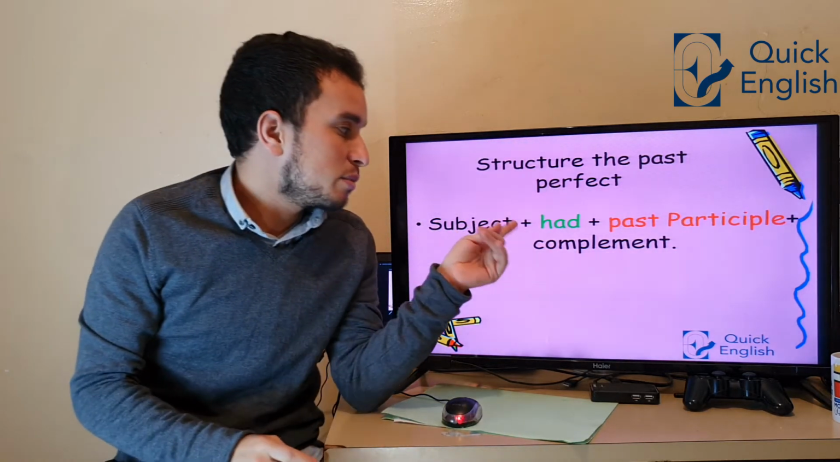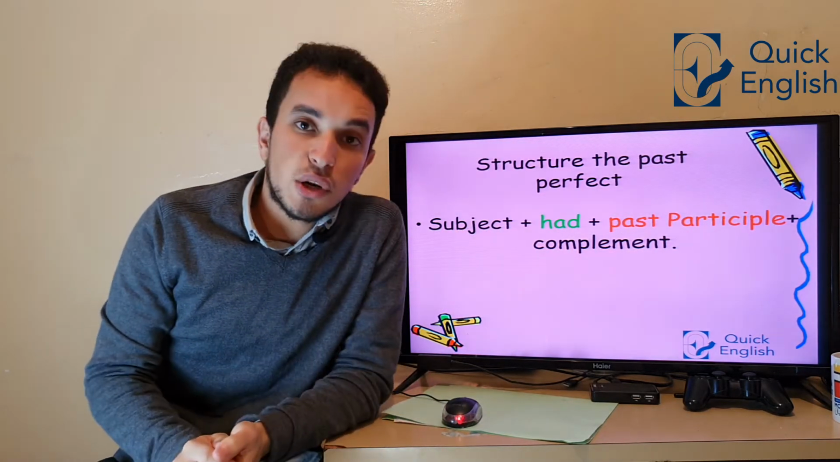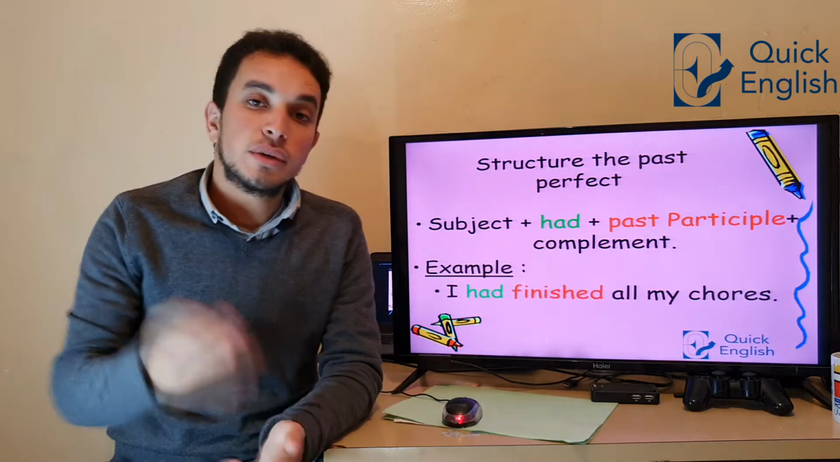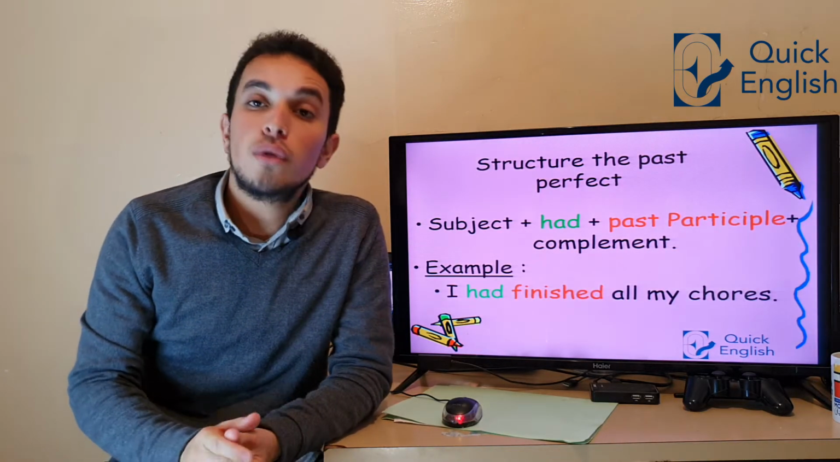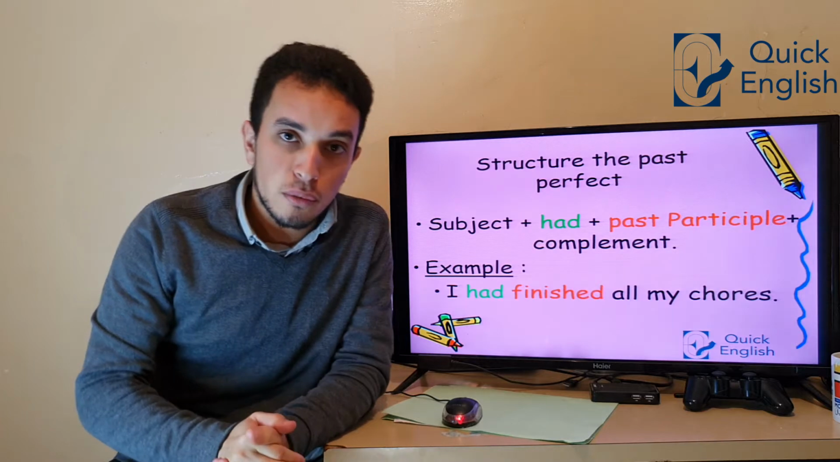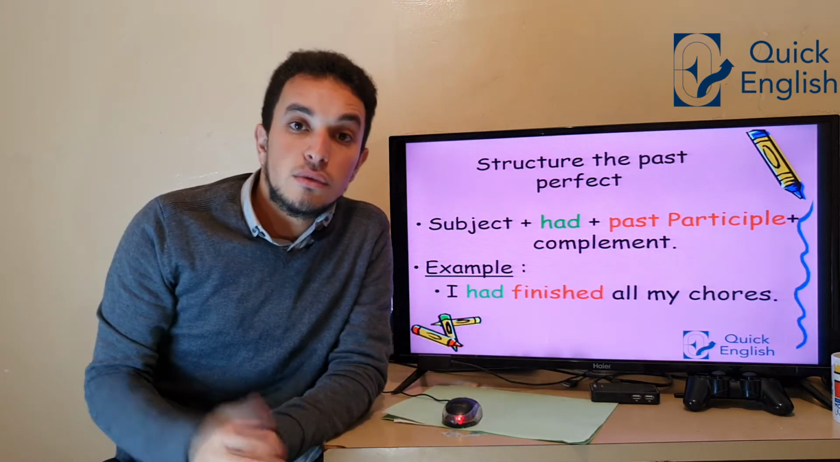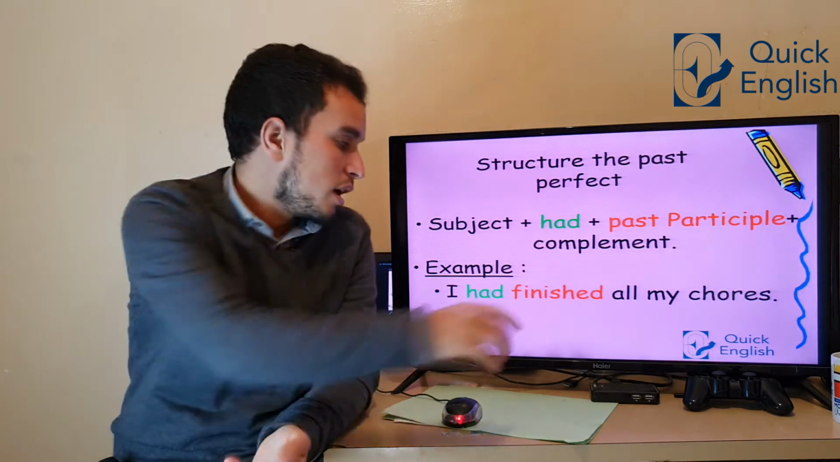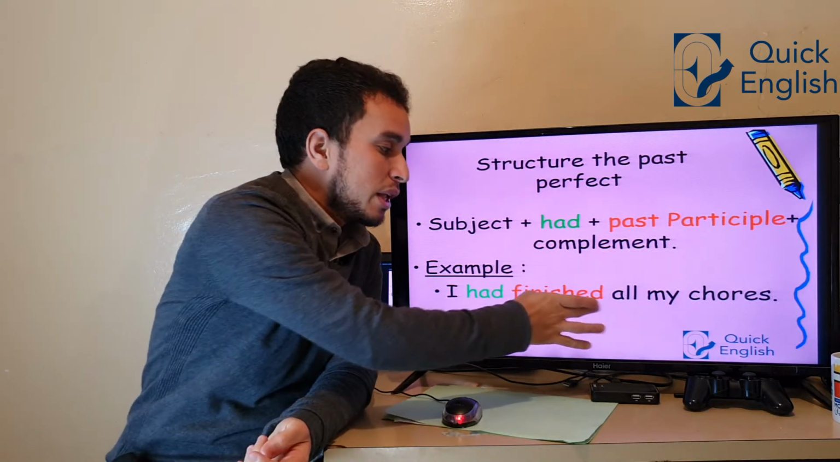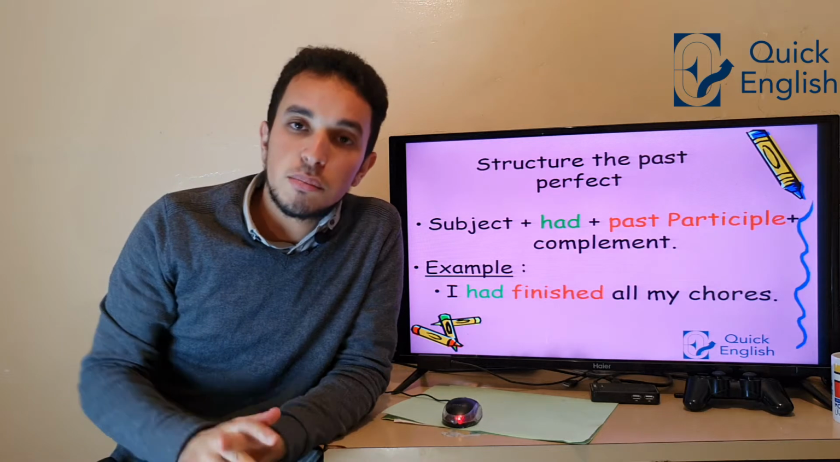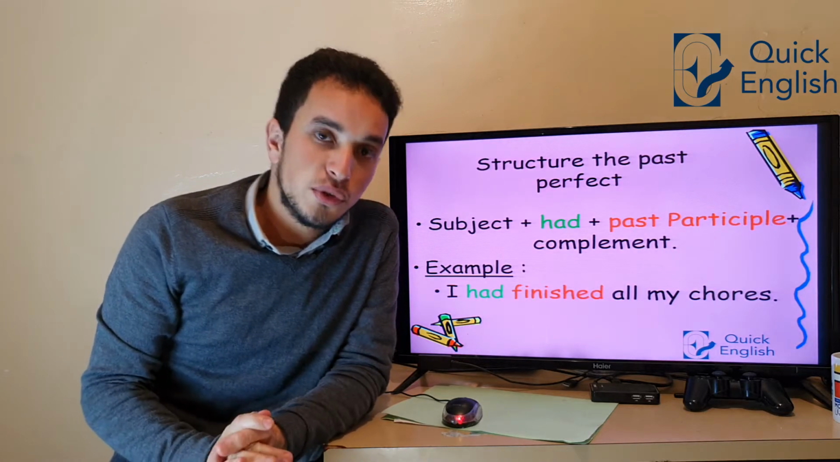We have a subject plus had plus past participle plus a complement. For example, I had finished all my chores. As you can see here, we have the auxiliary had, which is the verb to have in the past, and then we have the verb finish plus ed, which is the past participle of the verb to finish.